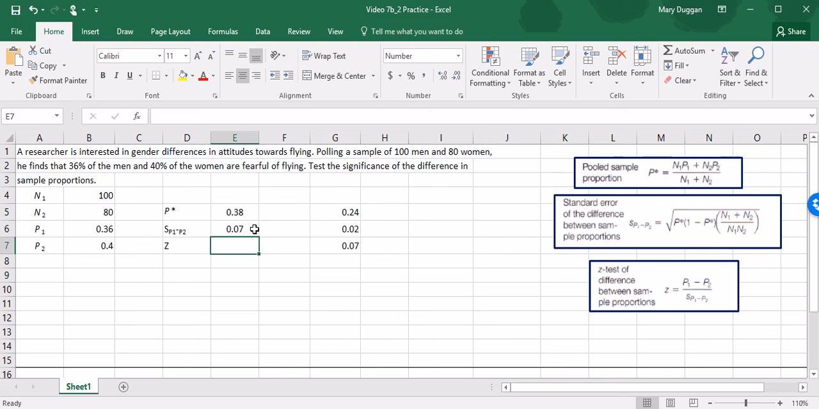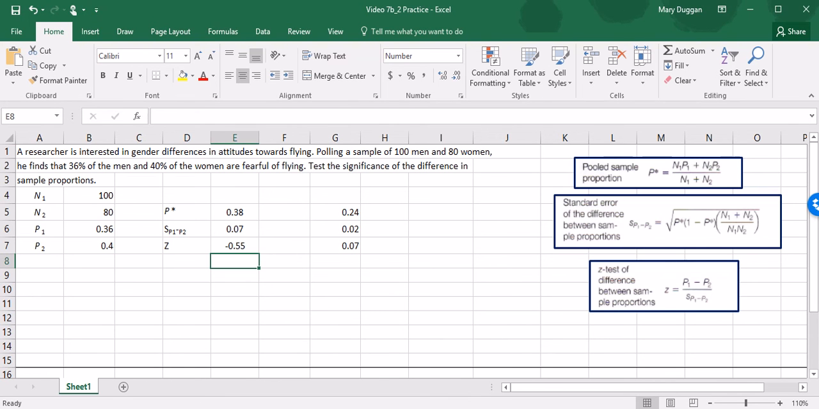And so now we have everything we need to figure out the z-score. I'm going to put an equal sign here. And for my numerator, I'm taking P1 minus P2, close the parenthesis. I'm going to have it over our standard error. And that gives us a z-score of negative 0.55.